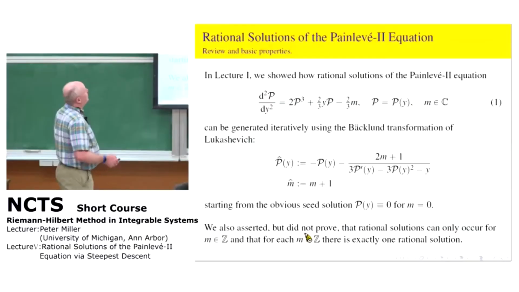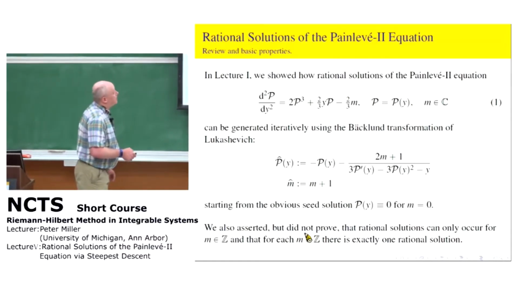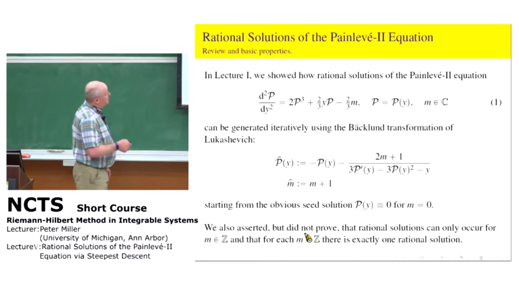Okay. So in lecture 1, we showed how rational solutions of the Painlevé-II equation with parameter m, a complex number m here, can be generated iteratively using the Bäcklund transformation that we derived from the Riemann-Hilbert problem, but also was found by Lukashevich in a different way. And here is the formula. So we can get a solution of this equation where m is replaced by m hat, which is m plus 1, and we will call that modified solution p hat. And that can be obtained by a solution of this equation by this formula here, okay?